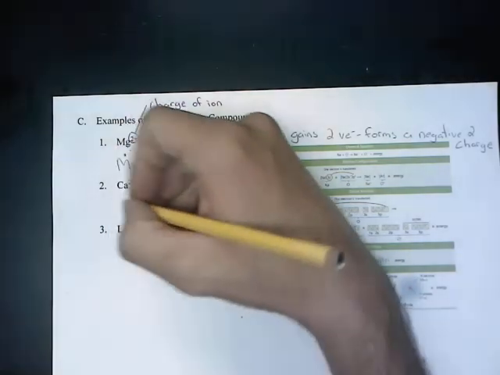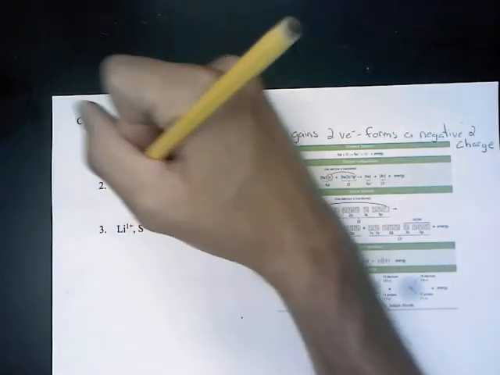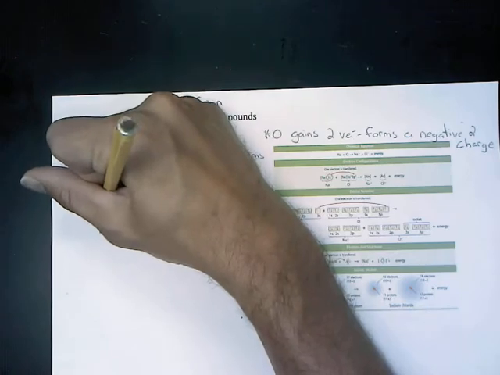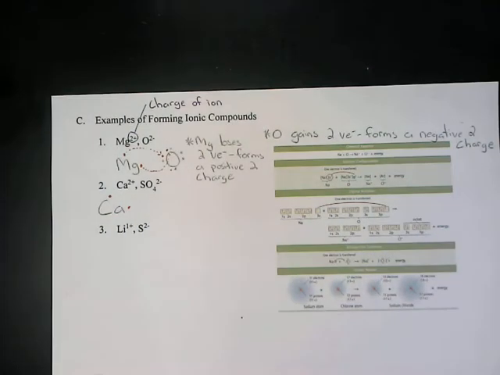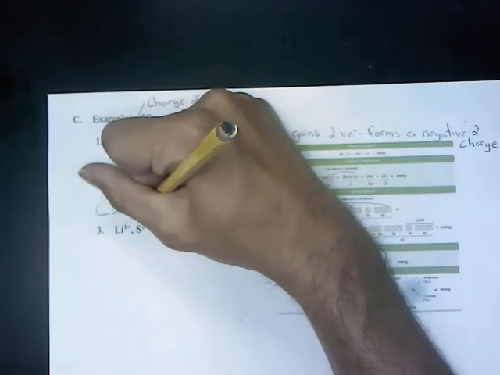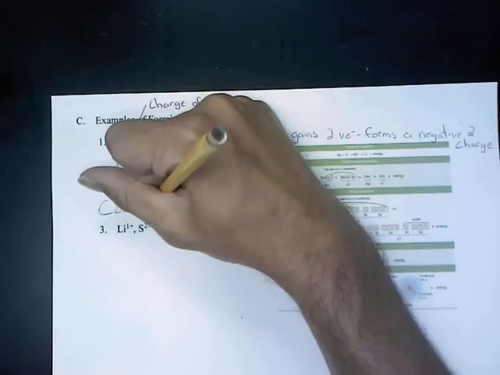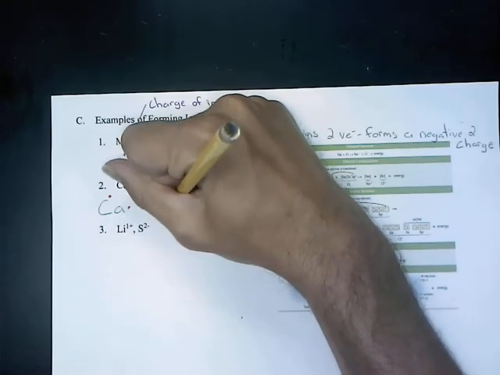We're going to do the same thing here with calcium and sulfate. Calcium has, again, 2 valence electrons, which I'll show here in red. And sulfate here is what we call a polyatomic ion.